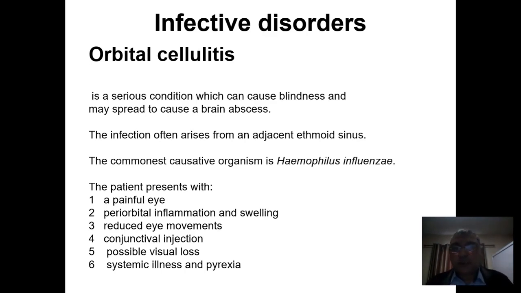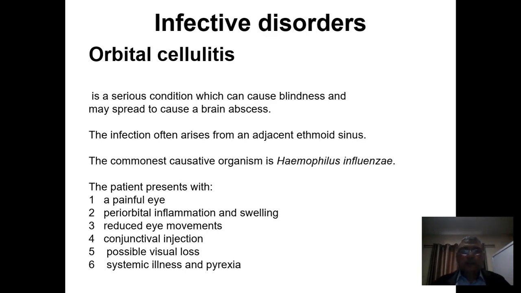wall, with a very fine paper-thin bony lamina between the orbit and the ethmoidal sinuses. The commonest causative organism is Haemophilus influenzae. The patient will have a painful eye, periorbital inflammation and swelling. A very important sign is reduced ocular motility. Also there is conjunctival injection, possibly visual loss due to compression of the optic nerve, systemic illness, and pyrexia.